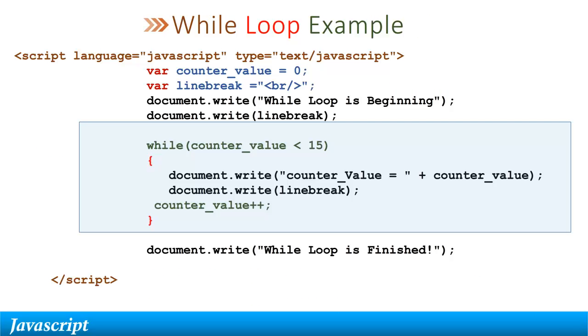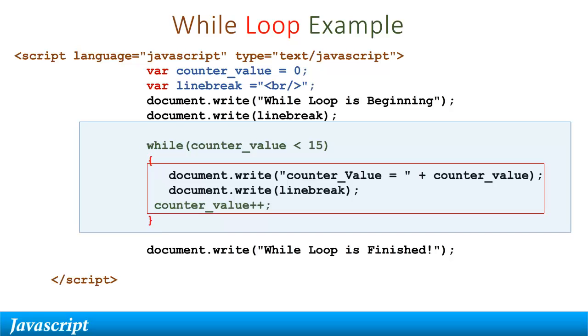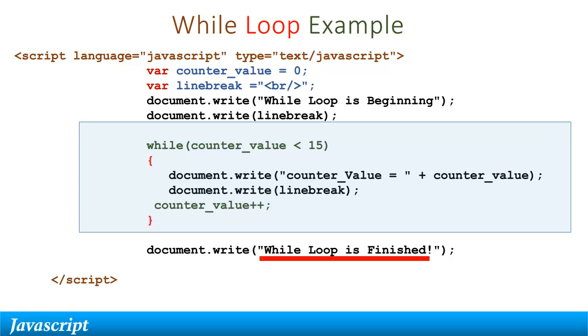Here is an example of the while loop. Here we initialize a variable counter value to a value of 0. Then the while loop is written with the while keyword and the condition counter value less than 10 in rounded brackets, and then the body of the loop is written in curly braces after that. In the body of the loop, the counter value is incremented by 1 every time the loop executes, and when this value becomes 15, the condition counter value less than 15 becomes false and the loop exits. The control now moves to the last statement, which prints while loop is finished onto the browser.